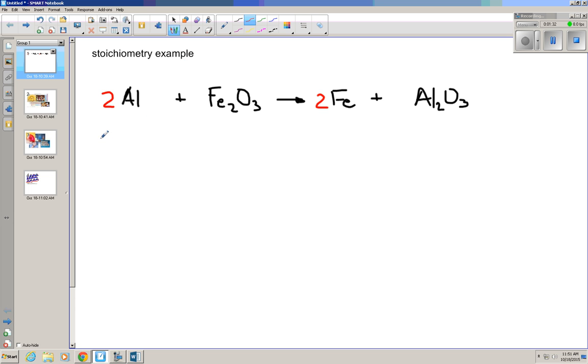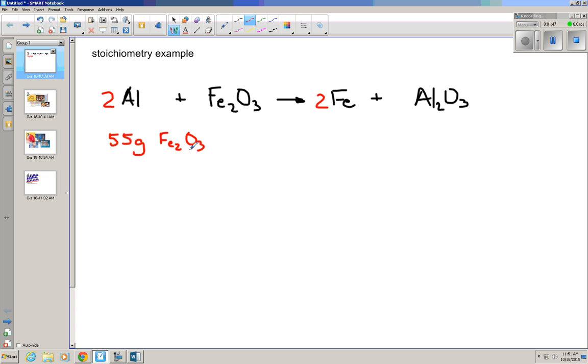Let's say I had 55 grams. And I literally just pulled that number out of the blue. It's not an important number. It's irrelevant. Let's say I had 55 grams of iron oxide to start this reaction. 55 grams of iron oxide, Fe2O3.